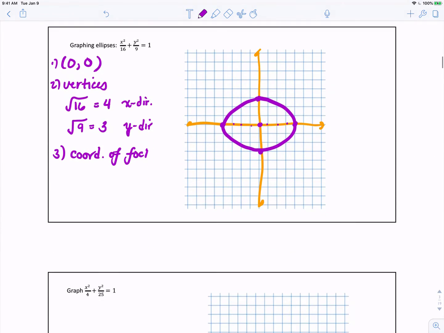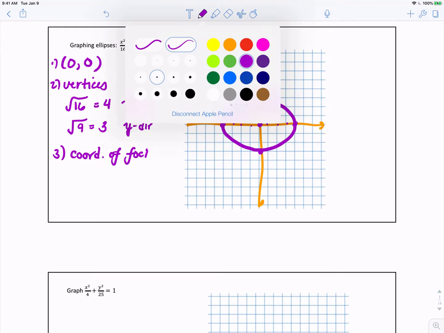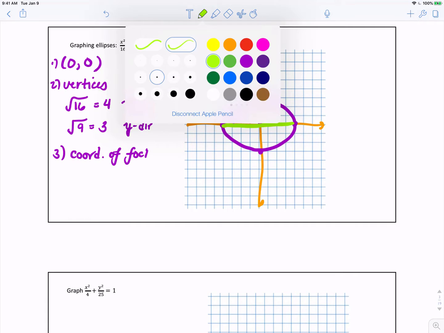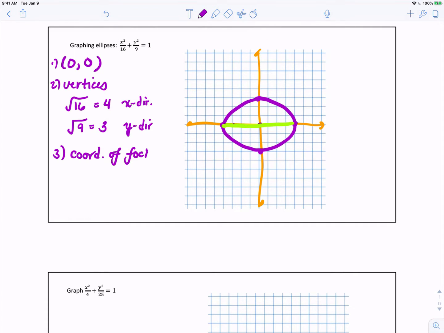So if we look at this ellipse, we can see that the major axis is horizontal. And the foci are going to be located somewhere along that major axis. Now the distance to the foci from the center is the square root of the difference of the denominators. So 16 minus 9 is 7. So the square root of 7.